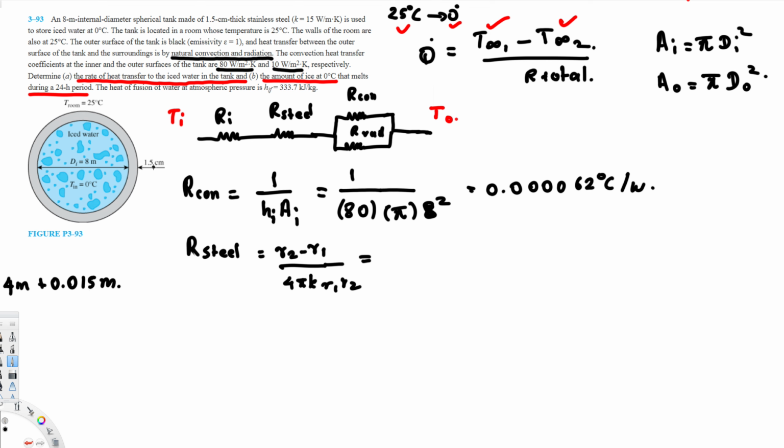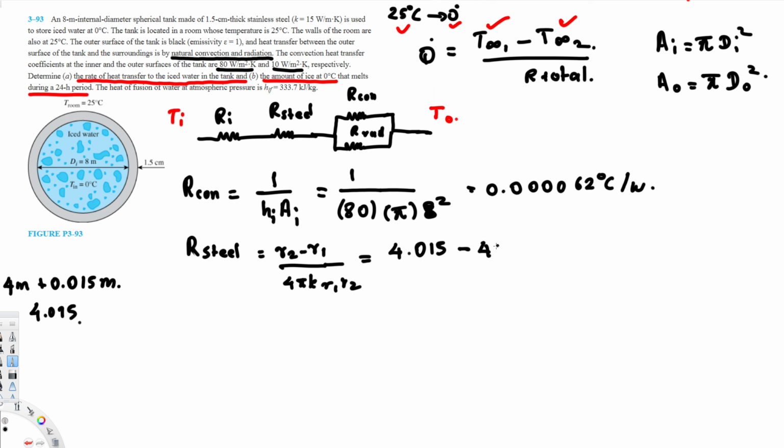We have to divide this one by 100. So this will give us 0.015, and if you add them together, that's going to be 4.015. So that's going to be the outer radius. So outer radius is going to be 4.015 minus inner radius, that's going to be 4 meter.